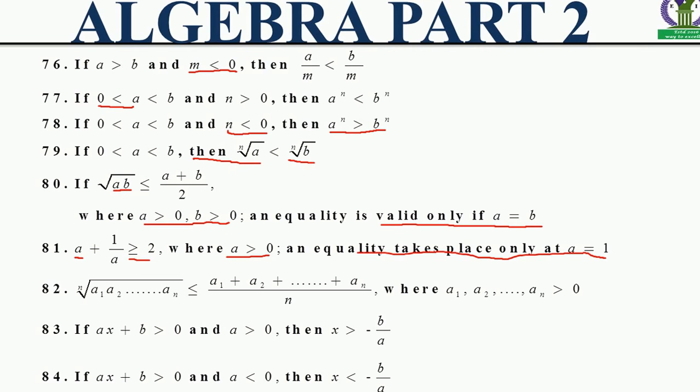Similarly, we have a1, a2 up to an, whole power 1 upon n, is less than or equal to a1 plus a2 plus up to an, upon n, where a1, a2, up to an are greater than 0. If ax plus b is greater than 0 and a is greater than 0, then we have x is greater than minus b upon a. If ax plus b is greater than 0 and a is less than 0, then x is less than minus b upon a.